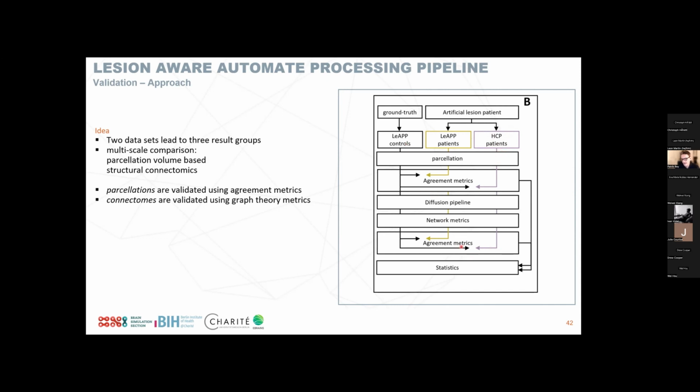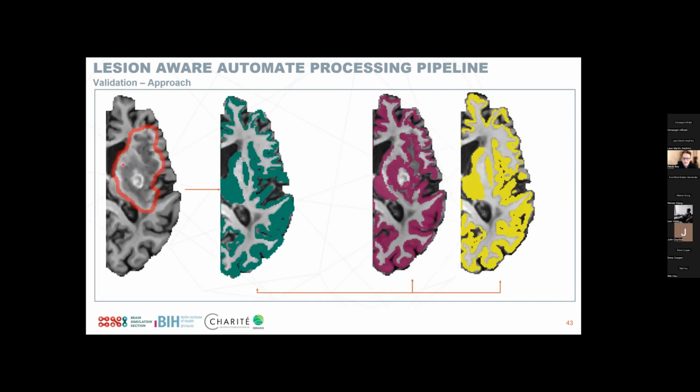And then at the end, we could use these agreement metrics to run some statistics and see, do we actually get a difference in reconstructing this ground truth using LEAP versus the HCP? Are they similar? Are they significant, etc.? So what we end up with is we have our artificial lesion patient right here.